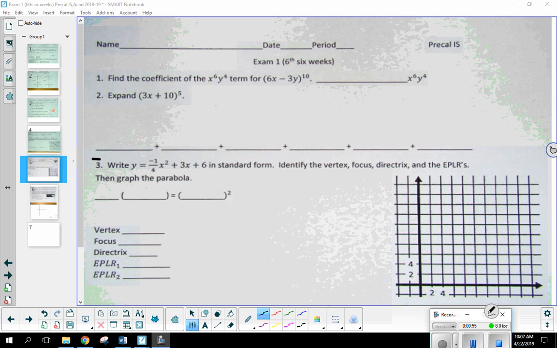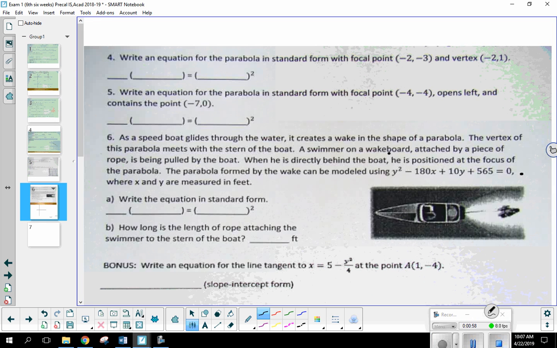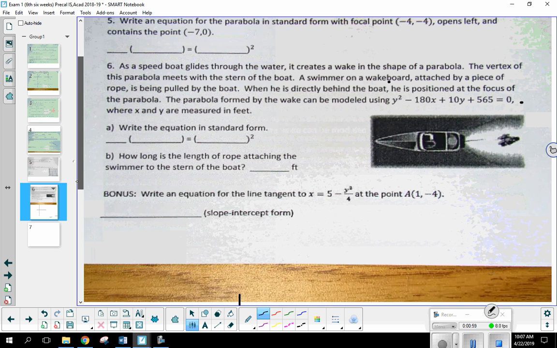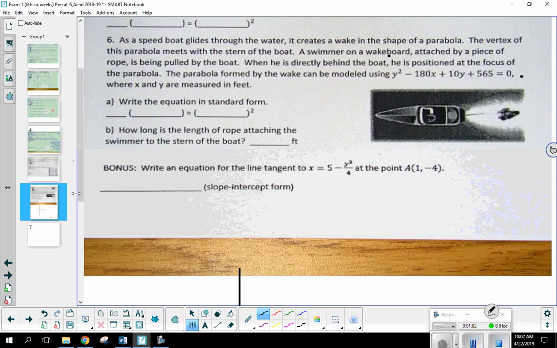Number 6. Okay. Number 6, it says, as a speedboat glides through the water, it creates a wake in the shape of a parabola. Okay, so basically there's my parabola right there. The vertex of this parabola meets with the stern of the boat. So we go ahead and say there's the vertex right there. A swimmer on a wakeboard attached by a piece of rope is being pulled by the boat. When he is directly behind the boat, he is positioned at the focus of the parabola. The parabola formed by the wake can be modeled by this general form, where x and y are measured in feet. So write the equation in standard form.